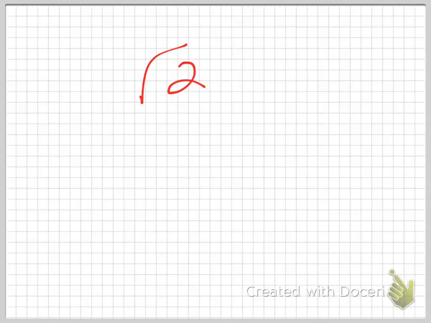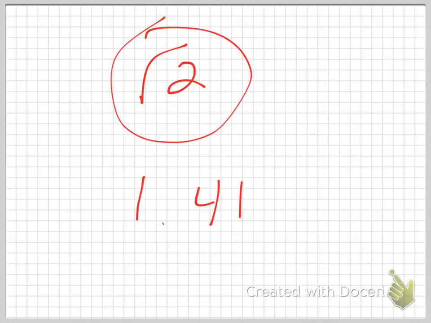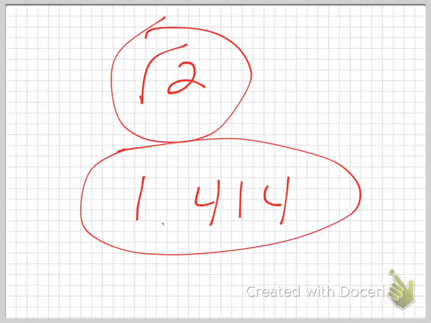So no, any number that you choose for this, even if it's 1.414, whatever, that's not the actual answer, because that's just an estimate. Is 1.414 times 1.414 exactly 2? No. So it's irrational. Any square root of a number that is not a perfect square is irrational.